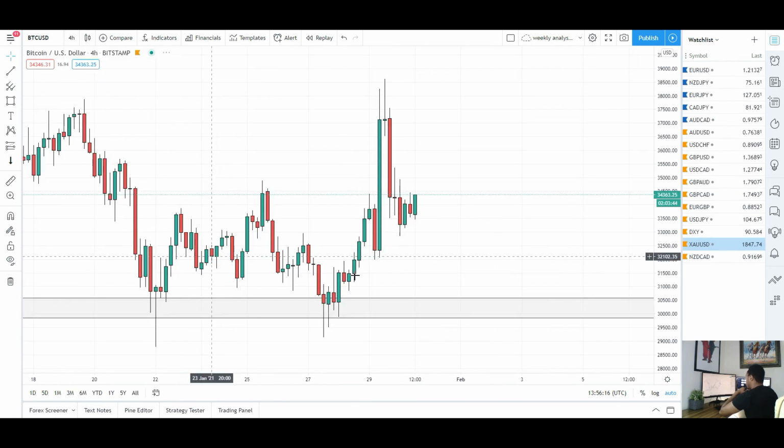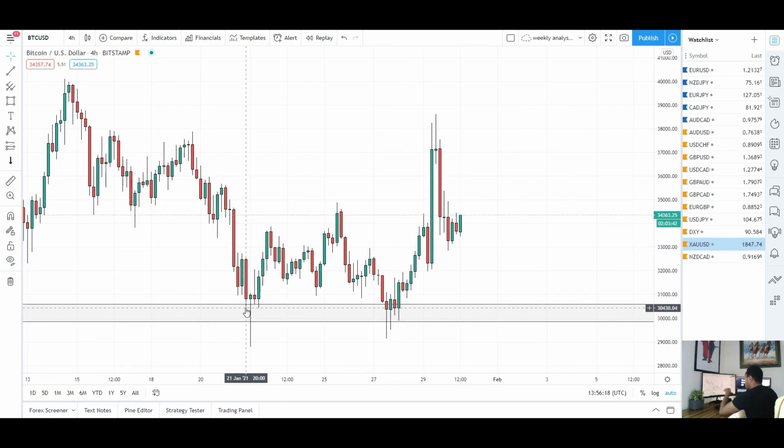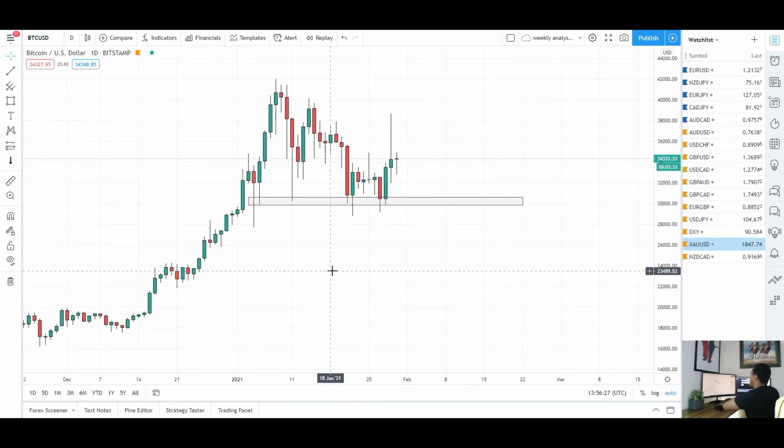So if I jump to the 4 hourly chart, you can see we tested it once there, a little bit of a double bottom here. We tested it once, trended to the upside a little bit, came back down, retested it and shot to the upside. So price is holding that support there. We could be seeing a further push to the upside for Bitcoin.